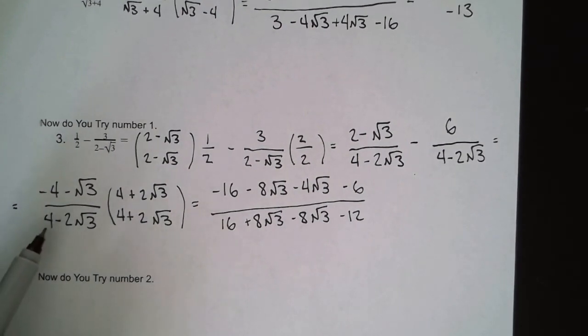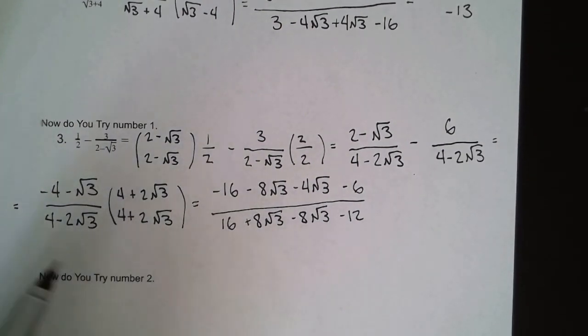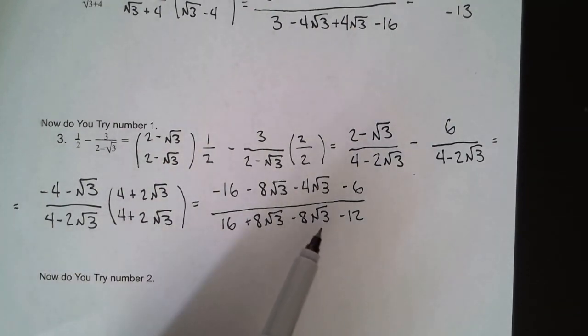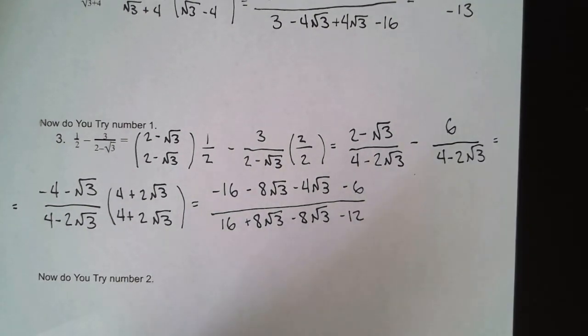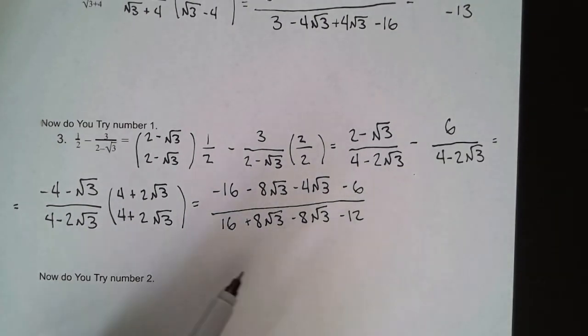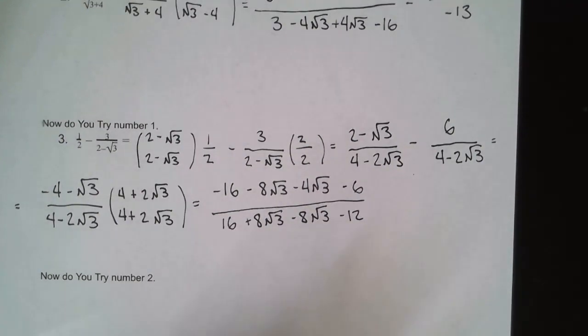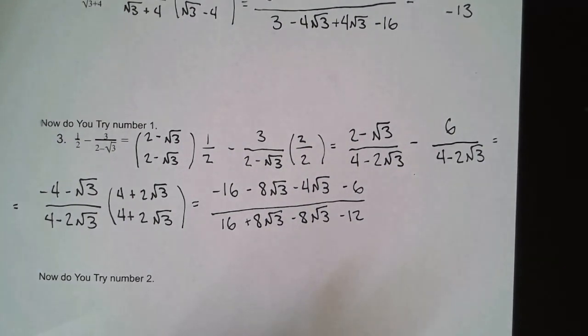In the denominator, we have 4 times 4, which is 16. 4 times 2 root 3, which is 8 root 3. Negative 2 root 3 times 4, which is negative 8 root 3. And then finally, negative 2 root 3 times a positive 2 root 3. So we have negative 2 times 2, which is negative 4. And then root 3 times root 3, which is 3. So negative 4 times 3 is negative 12. So that's what we get when we distribute all of that. So now we can do some combining like terms. I am going to do that now.